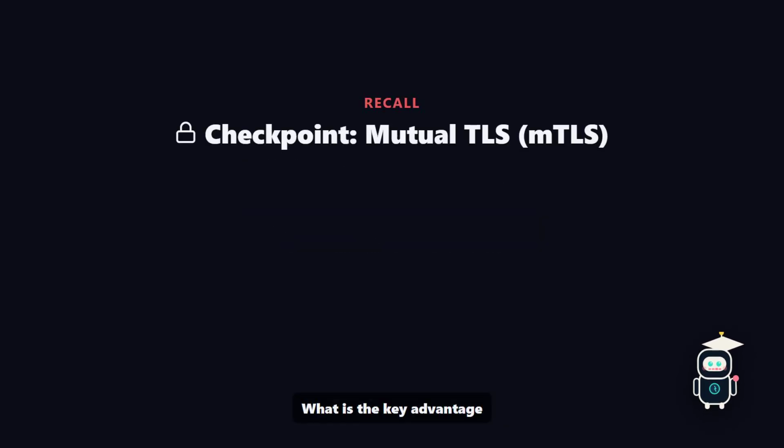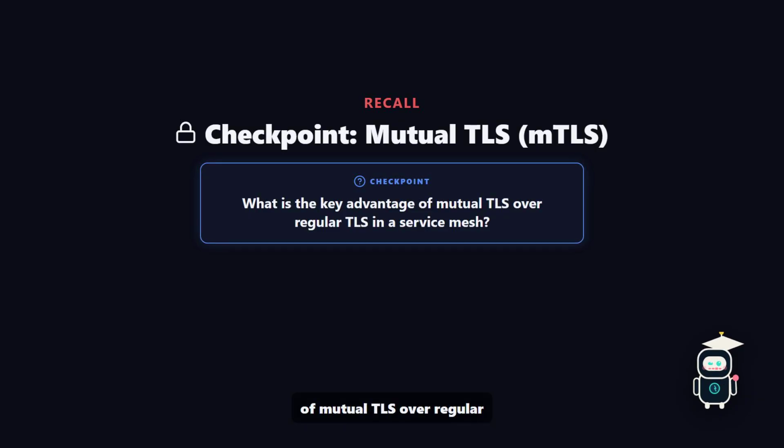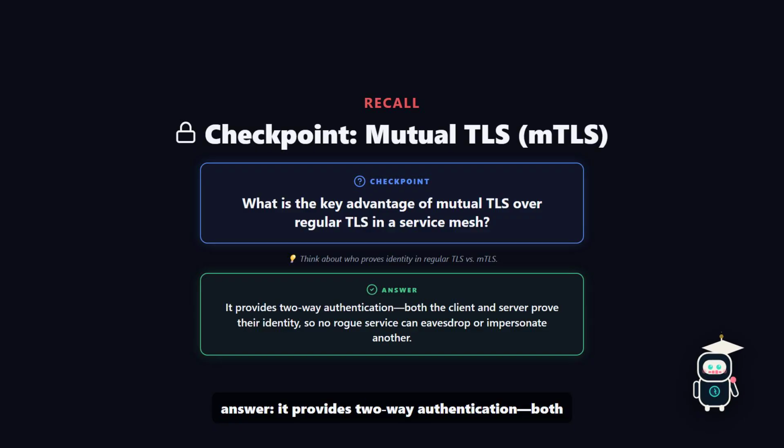What is the key advantage of mutual TLS over regular TLS in a service mesh? Pause here and think. The answer: it provides two-way authentication. Both the client and server prove their identity, so no rogue service can eavesdrop or impersonate another.